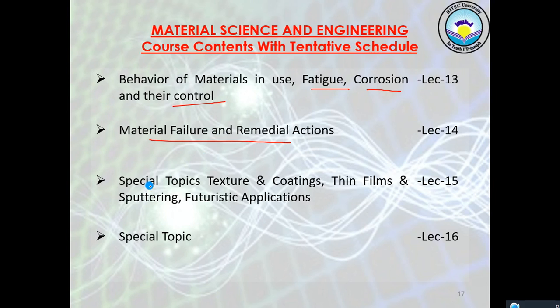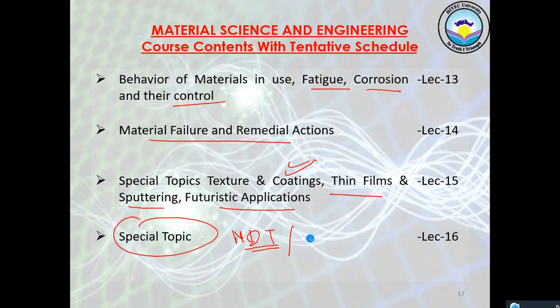In lecture 15 we will go with special topics, texture and coatings, their effect upon properties, thin films and sputtering, and photoelectric applications. The last lecture will be about special topics, and we will go with NDT techniques for materials and software packages. We will check the application of CES for material selection, and we will also go with class projects as well as the most advanced materials that are nowadays involved for the prospects of research.